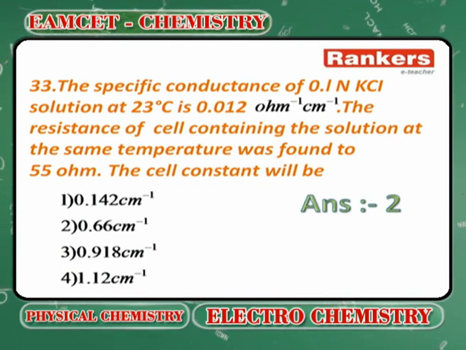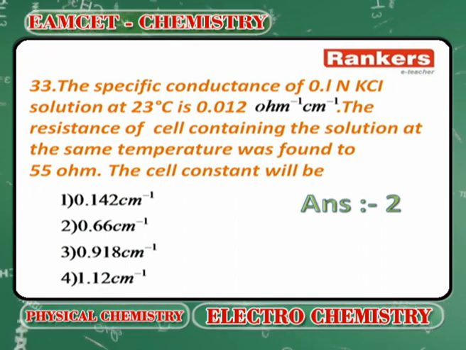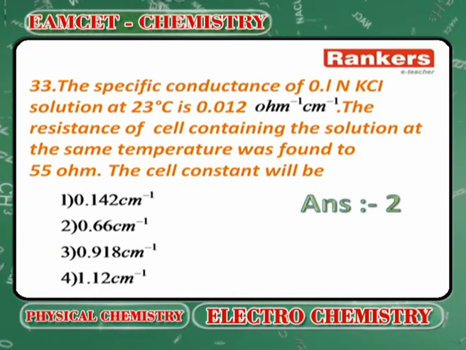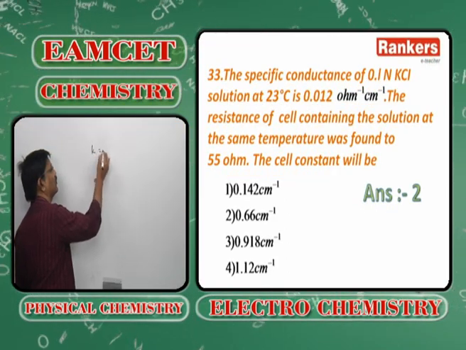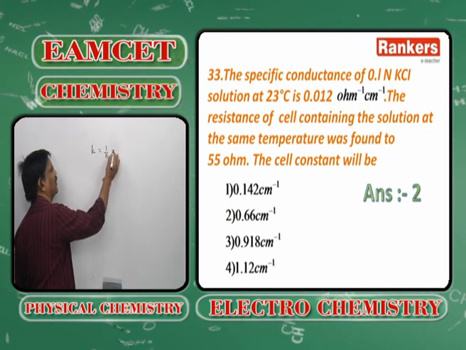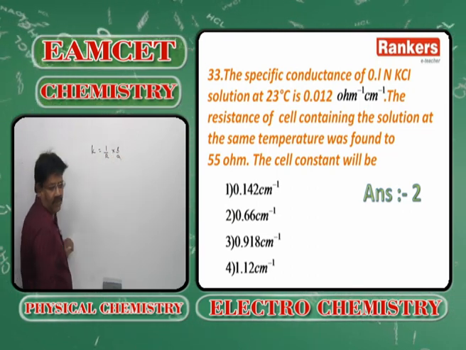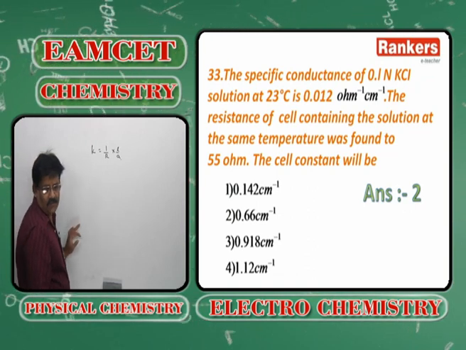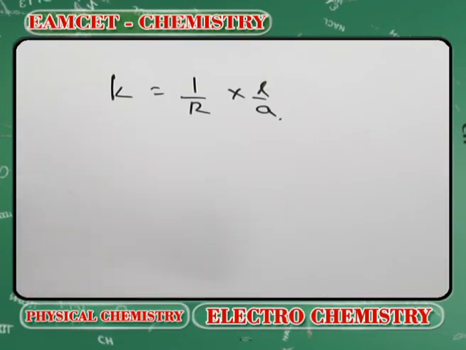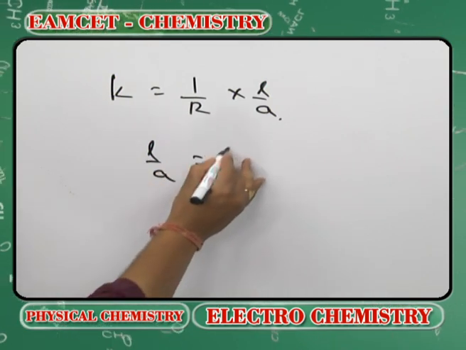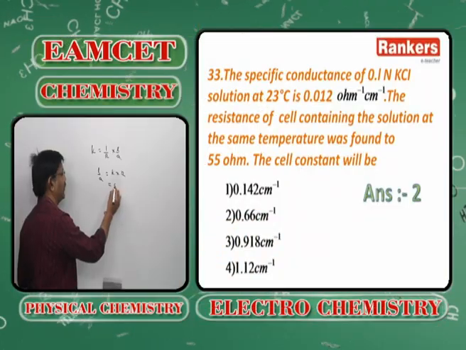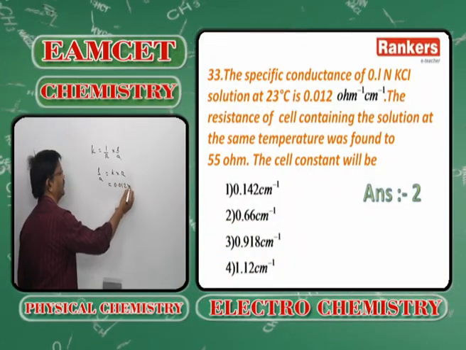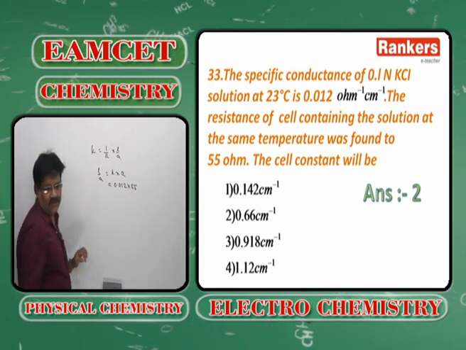the specific conductance of 0.1 molar solution is 0.012. The resistance is 55. By definition, specific conductance is equal to 1 by R into L by A. So the resistance is given as 55. L by A is equal to K into R. What is K? 0.012. And what is resistance? 55. So option 2 is the answer.